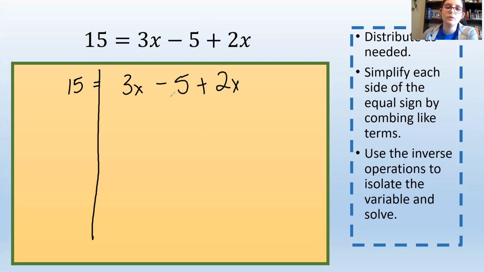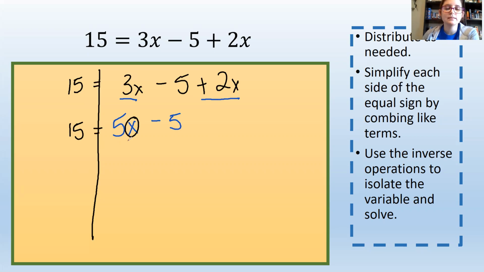So the first thing we want to do is see if there's anything we can combine. I check the left-hand side and I see the 15's by itself, so I'm just going to leave it alone. Now I'm going to check the right-hand side and I see that there's a 3x and a plus 2x. So those can be combined, and that gives me 5x minus 5. So now I just have a two-step equation and I'm ready to solve. I'm going to bring my 15 down so that everything lines up neatly.